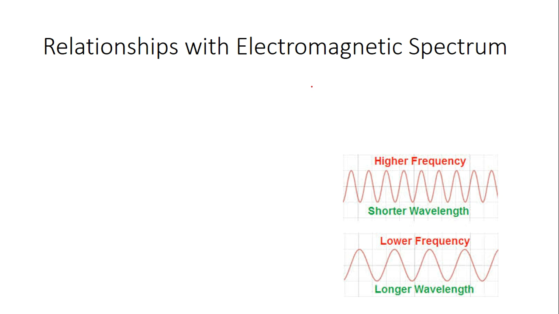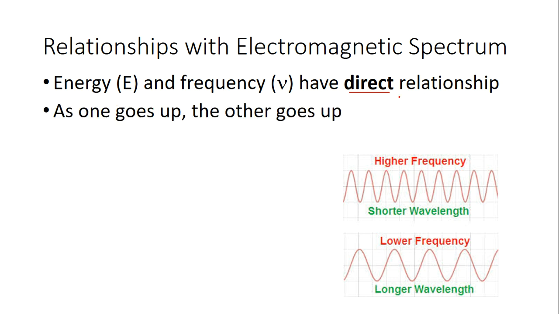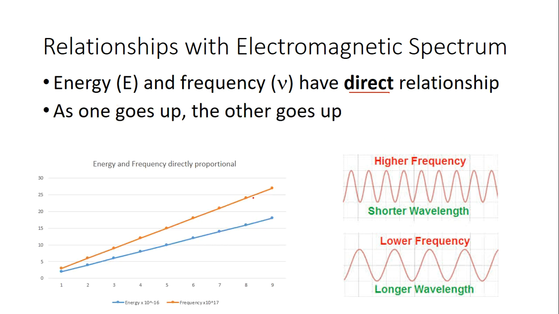So, relationships with the electromagnetic spectrum. Energy and frequency also now have a relationship, but in this case it's direct. So the more frequent a wave is, the more energy it has. So as one goes up, the other goes up, and here it's graphically represented. On the orange line, we're seeing the frequency. As the frequency is going up from here to here to here to here, you can see the energy corresponding to that also goes up.